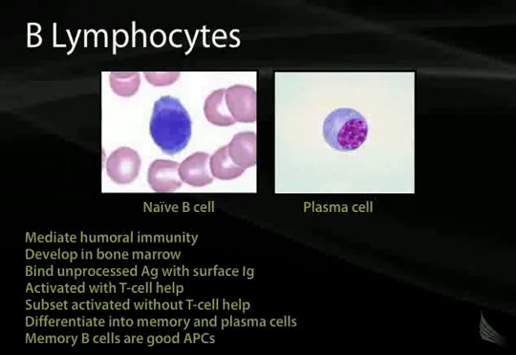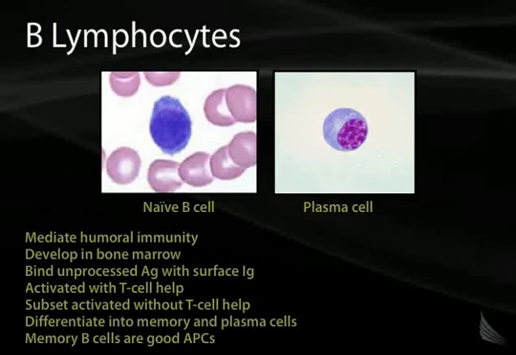The next cell is the B lymphocyte, and here on the left we see a picture of a naive B cell or a naive lymphocyte. We see a high nuclear to cytoplasmic ratio, which is characteristic of all the lymphocytes, staining purple on an H&E stain. On the right we see an example of a plasma cell, and I bring this up because of the characteristic nucleus that you see. If you see this type of nucleus, which is often called a clock face nucleus, or you might hear it referred to as a pinwheel nucleus, that's characteristic of a plasma cell.